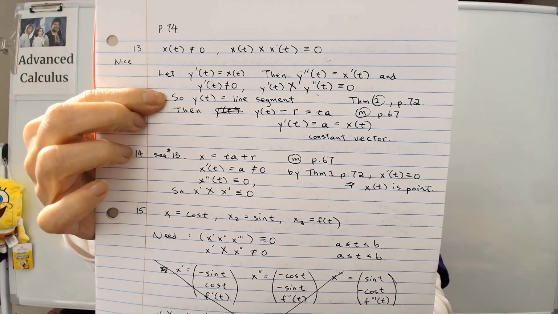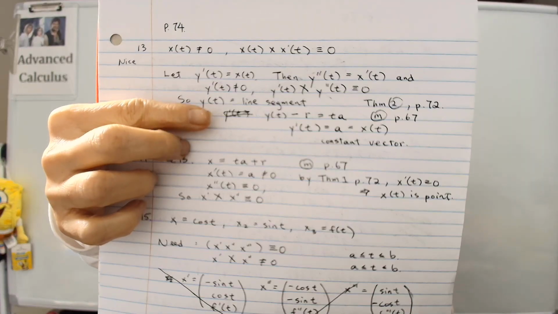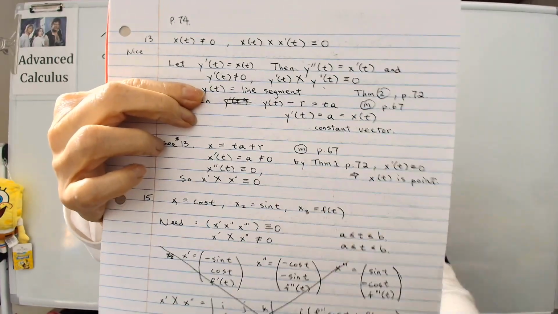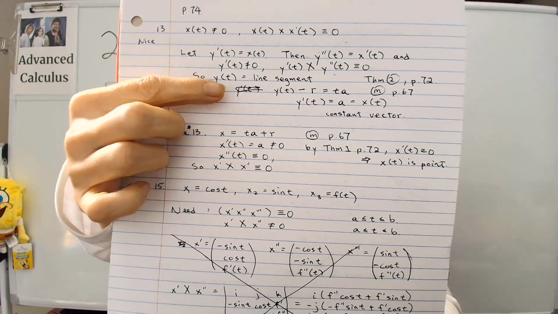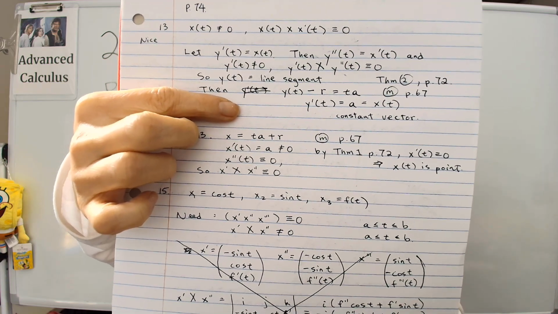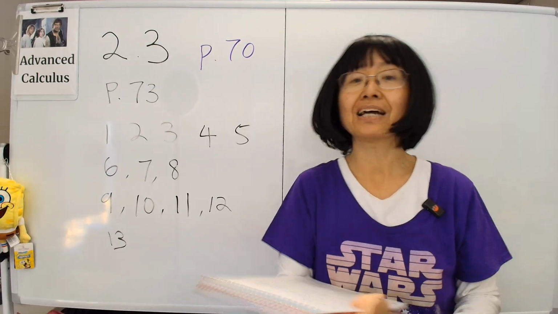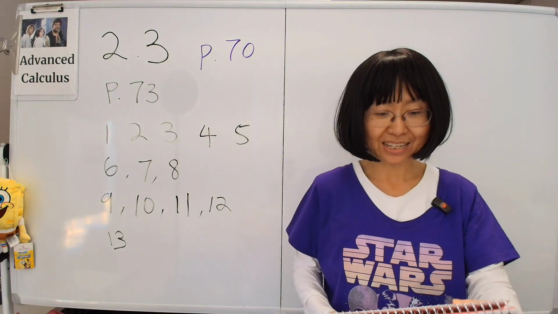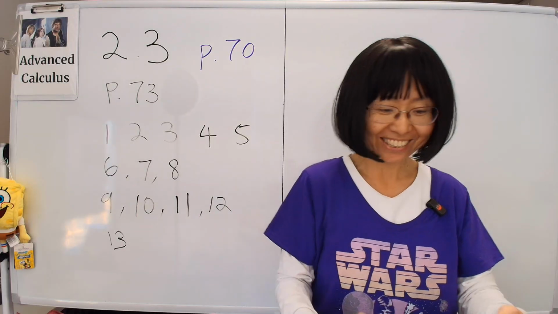So if y of t is a line segment, which means that y minus r equals ta, by condition on page 67. And then if we take the derivative of this, y prime of t is just some constant a, which equals x of t. In other words, x of t is one point, a. That's it. I thought this is a nice little problem because it allows us to use theorem 2, and yet there's a twist in it.